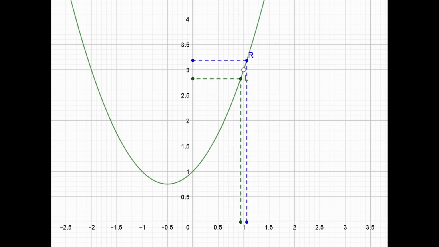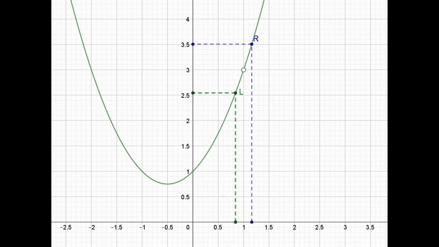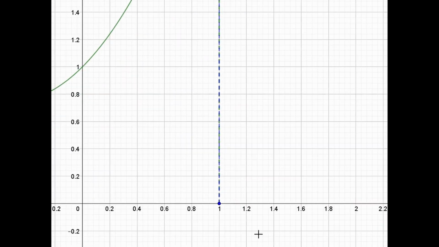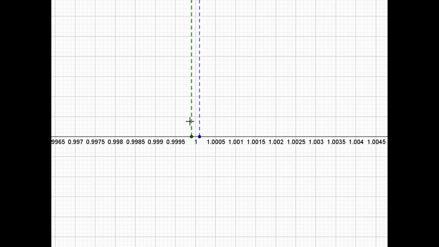Or we can read it as the limit of the function as x approaches 1 is 3. Note that the illustration does not overlap at exactly x equal to 1 and f of x equal to 3. By zooming in, we can clearly see that it's about to approach those numbers.